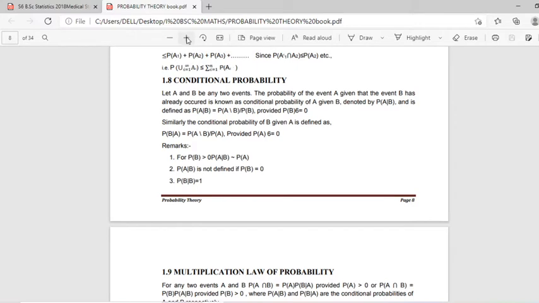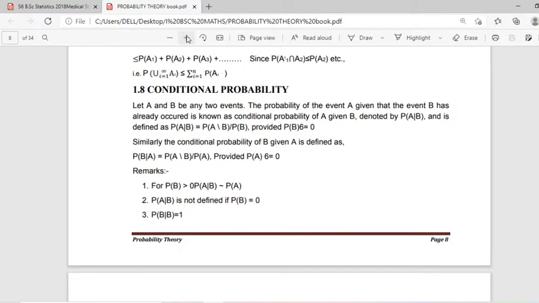Dear students, today we are discussing conditional probability. Let A and B be any two events. The probability of an event A given that B has already occurred is known as the conditional probability of A given B, and it is denoted by P(A|B). It is defined as P(A|B) is equal to P(A intersection B) divided by P(B).